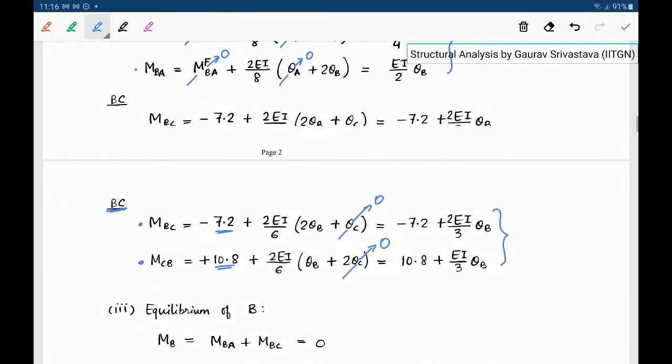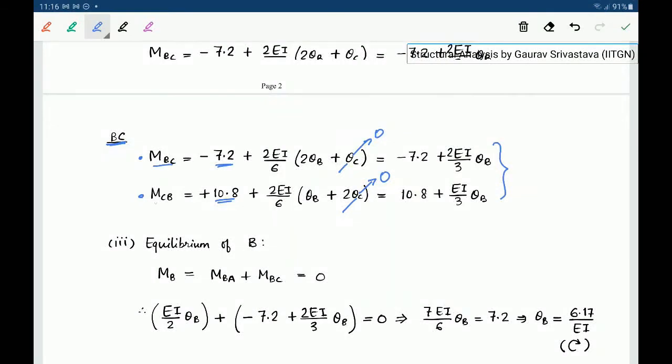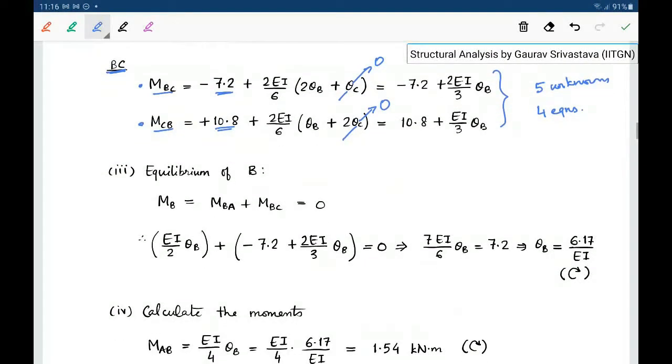Now if you see here, as of now we have MAB, MBA, these are two unknowns. Theta B is a third unknown, right? MBC, MCB, these are two more unknowns, so 3 plus 2, 5. So overall we have 5 unknowns, right? But we have 4 equations, which are these 4 slope deflection equations. So we need to generate one more equation for us to be able to solve the system, and that can be generated by considering equilibrium of joint B, right?